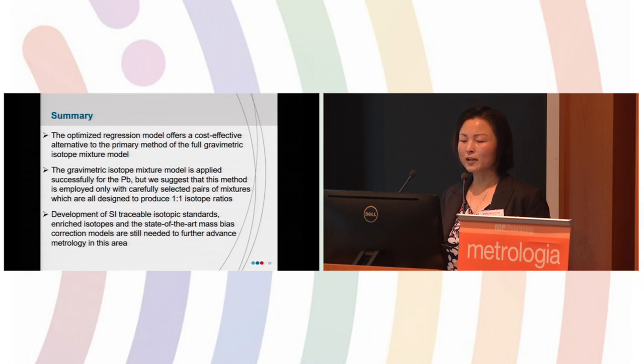The gravimetric isotopic mixture model is applied successfully for lead measurements, but we do suggest that this method is employed only with carefully selected pairs of mixtures, all designed to produce a one-to-one ratio. And I believe we still need more development in SI-traceable isotopic standards, enriched isotopes, and also state-of-the-art mass-bias correction models to further advance metrology in this area.